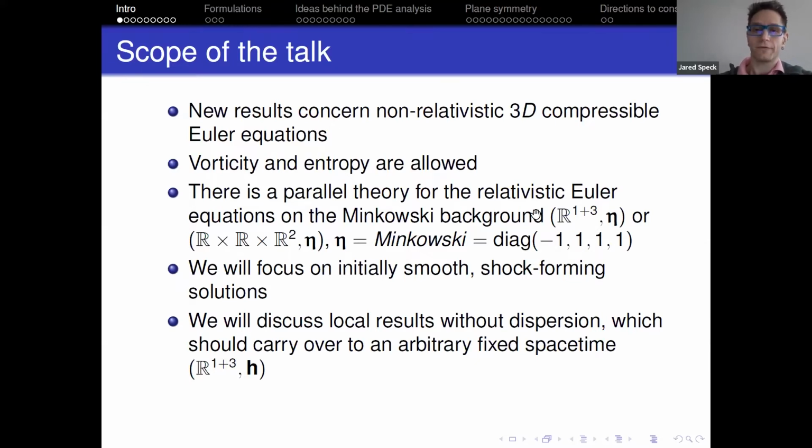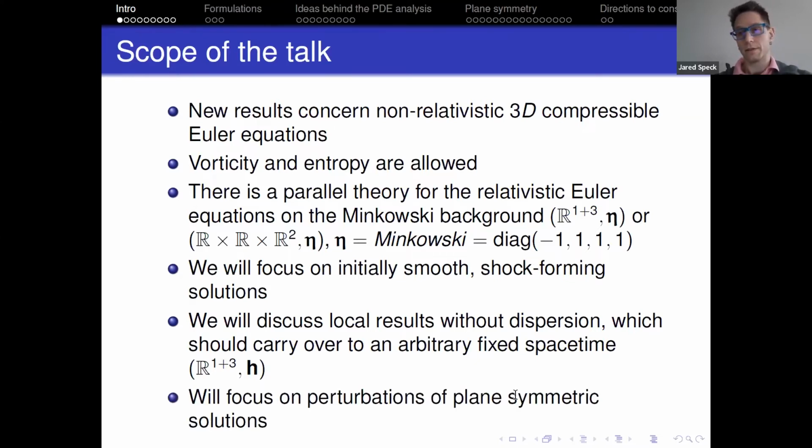And for this reason, a lot of what I'll say should carry over to the relativistic Euler equations in an arbitrary Lorentzian spacetime where the Lorentz metric is prescribed. So basically, if you have a sufficiently smooth Lorentz manifold and you put the relativistic Euler equations on that manifold, you should expect that you can prove large data shock formation using the kinds of ideas that I'm going to talk about today. And again, most of the talk will focus on plane symmetric solutions.